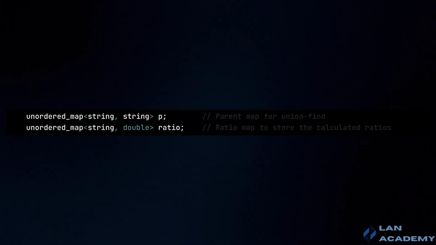We start by defining two unordered maps, P and ratio. The P map keeps track of the parent of each variable, helping us identify to which group or set a variable belongs. Initially, each variable is its own parent, meaning each variable starts in its own unique set. The ratio map tracks the ratio between each variable and its parent, which helps us calculate the relationship between variables when needed. This setup is crucial for maintaining and updating the relationships as we process the equations.